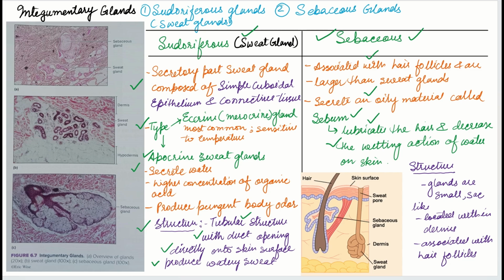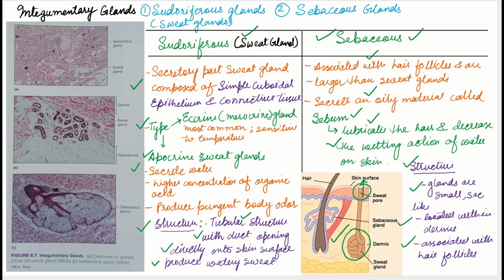In terms of structure, the sebaceous glands are small and sac-like and are located within the dermis, associated with the hair follicles. This is the diagram you can see here. This is the diagram of the sweat gland, and here you can see the pore of the sweat gland, from where the sweat is released out at the surface of the skin.